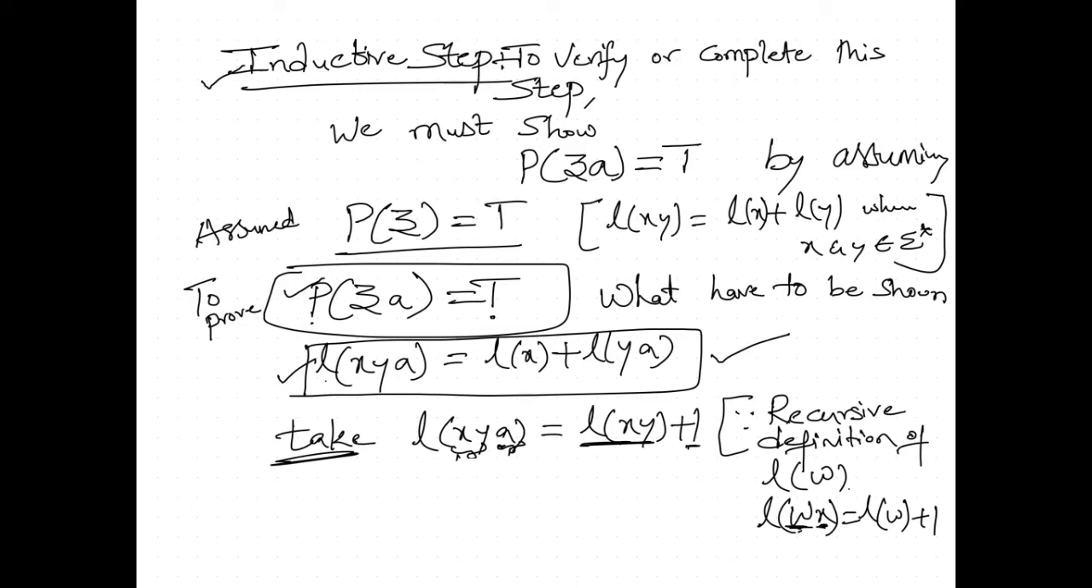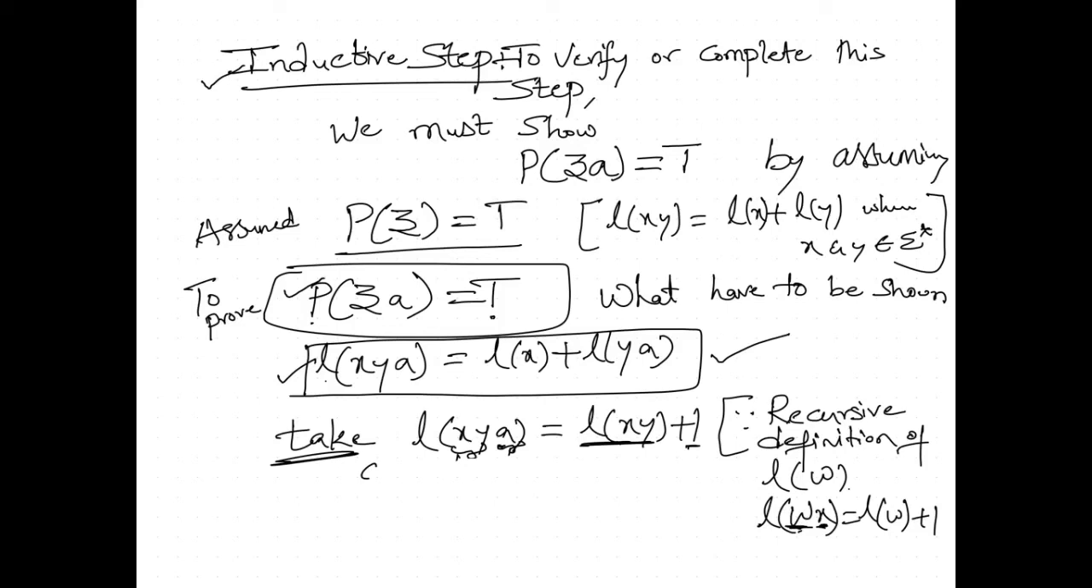Take L of xya is equal to L of xy plus 1. You have understood how I have written? Because of the recursive definition, xy is a string and a is a symbol. So for the string I am writing it as it is, L of xy, and for the symbol, how many symbols are there? Only one symbol is there, that's why I am writing 1.